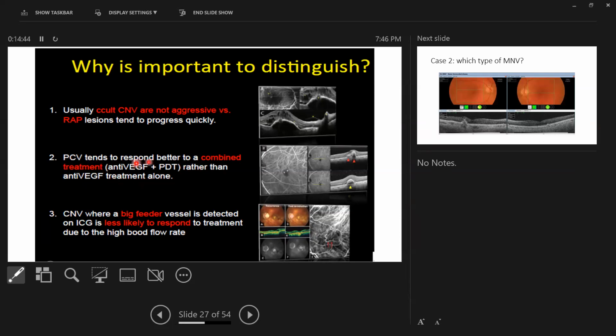That's why we need to use the combination of anti-VEGF and photodynamic therapy. And sometimes we need to look at the macular neovascularization very well in other modalities like the ICG, which is unfortunately not available in our country, because sometimes if you find a very large feeder vessel for the macular neovascularization, this means this kind of CNV or MNV will not respond to the treatment.